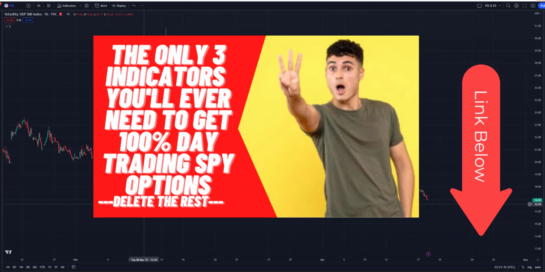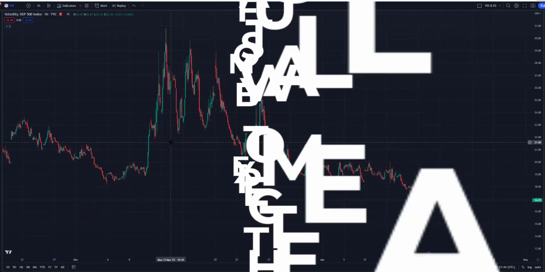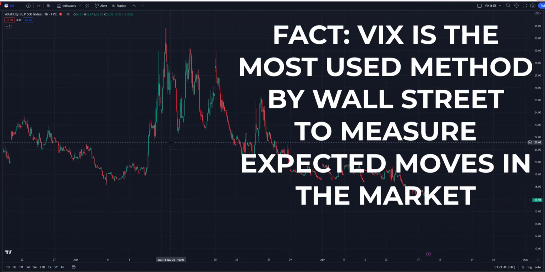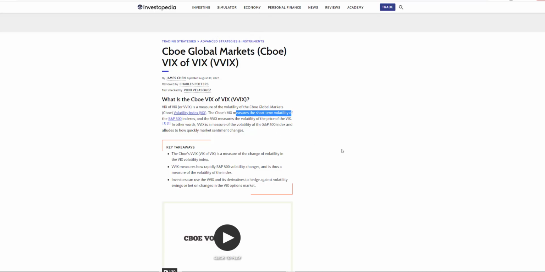But in short, the real important factor is, no matter what you're trading, every trader wants their position to go into profit immediately and fast and stay in profit. The only way to do that is to watch the VIX. The VIX is the most used method to measure expected volatility. Not a lagging indicator, not some other cheat code that you may have heard of. No, it's the VIX.